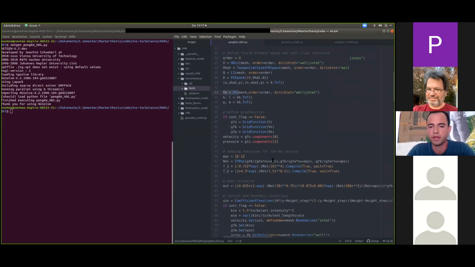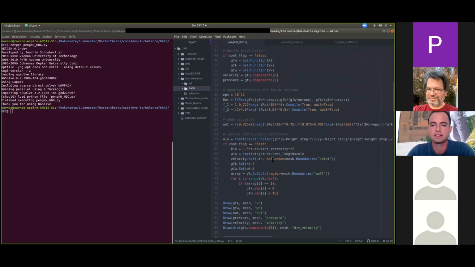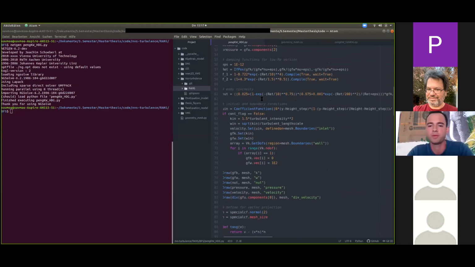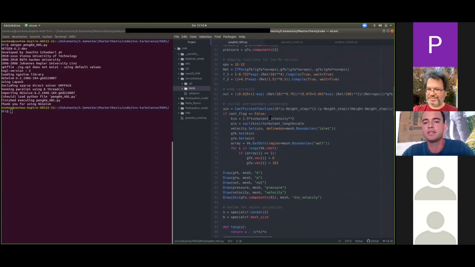Then after that, if there is no state loaded, we have to define our grid functions: U, K, and omega. The velocity would be the first component, pressure would be the third component, and so on. Then we define our damping functions. Since we are now using a low Reynolds number version, as I explained before, we try to sufficiently resolve our boundary layer, the region at our walls, so we need some damping function for some of our terms.